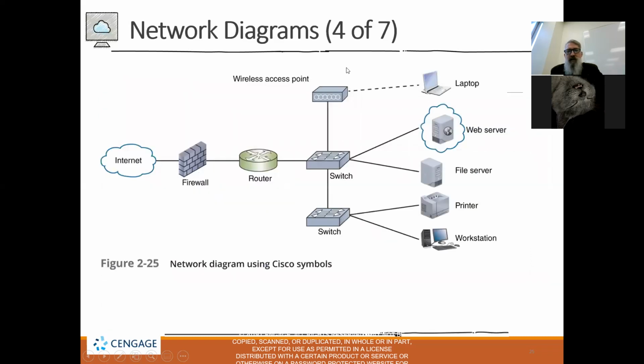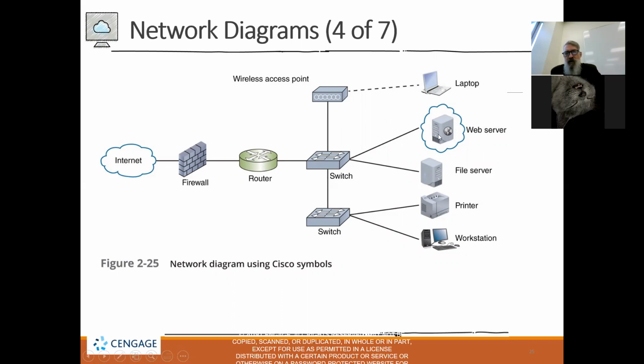So we can use some diagrams. Cisco is famous for that. What this diagram is trying to show you is that Cisco produced a lot of these nice little symbols, and the symbols are automatically and easily recognized by people. If you're talking to somebody who's been in networking for a while, they know what each of these symbols means, right? So this one here, that's a wireless access point.